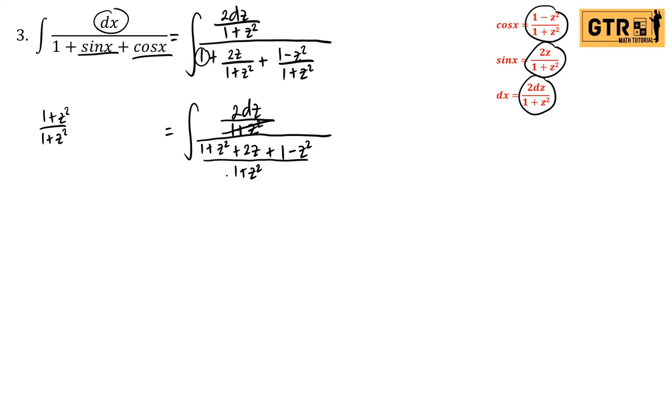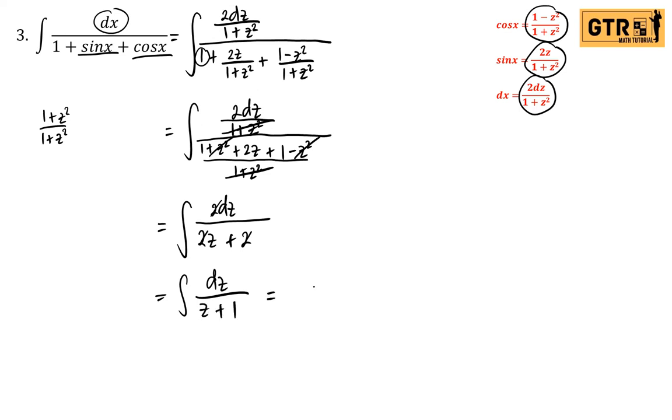So just cancel this 1 plus z squared, the numerator of the complex fraction and the denominator of the complex fraction. So therefore, we have integral of 2 dz. So let's just simplify, combine like terms. So z squared minus z squared. So this can be canceled out. Z squared minus z squared. And then we have 2z and then 1 plus 1. So we have 2z plus 2. And then we can cancel out 2. Cancel all the 2's. So therefore, we have integral of dz over z plus 1.